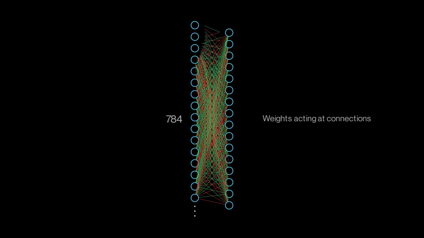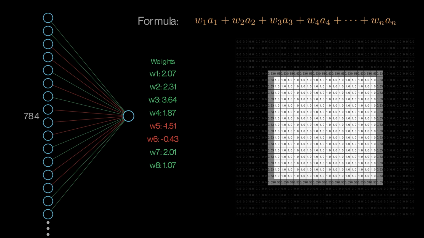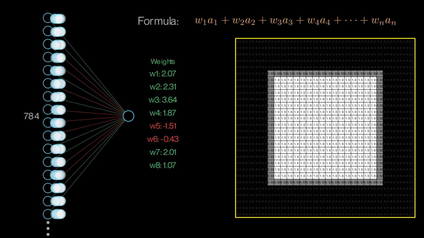Well, we use a parameter called weight that acts at the connection between the layers. These weights are just numbers, random numbers at the beginning. The activations from the first layer are taken and computed along with the weighted sum. For example, think of a neuron in the second layer taking all input values of a square and computing the weighted sum.